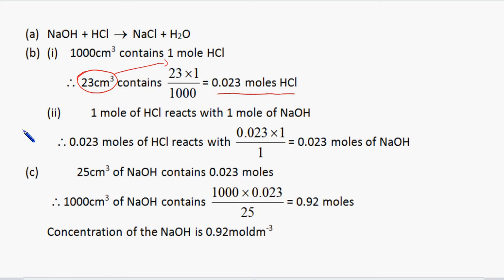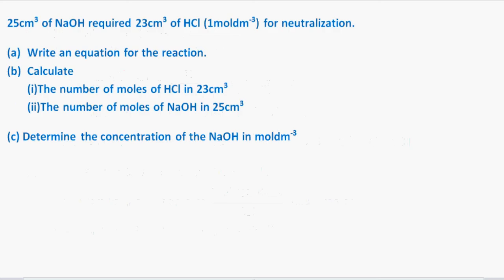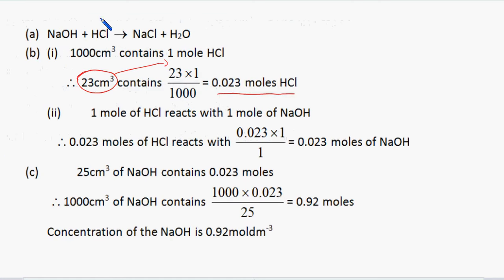And the second part, B part 2, asks the number of moles of sodium hydroxide in 25 cm cube. Now, from the equation, we know that 1 mole of hydrochloric acid reacts with 1 mole of sodium hydroxide. Therefore, 0.023 moles of hydrochloric acid must react with 0.023 moles of sodium hydroxide.